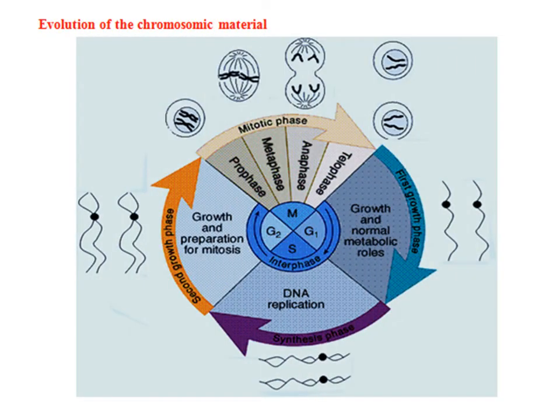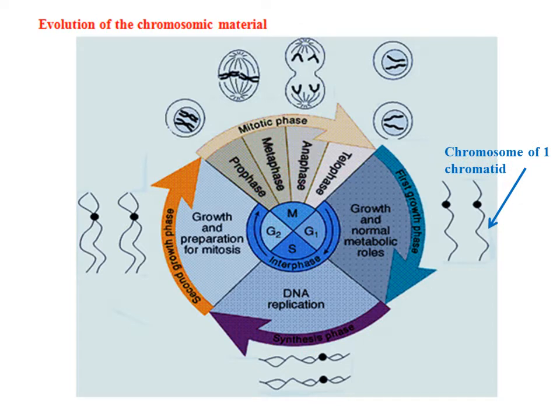Now, in detail, the evolution of chromosomal material. First, interphase consists of three phases: G1, or first growth phase; S, which is called the synthesis phase; and G2, the second growth phase. Then the mitotic phase represents mitosis, which is prophase, metaphase, anaphase, and telophase.